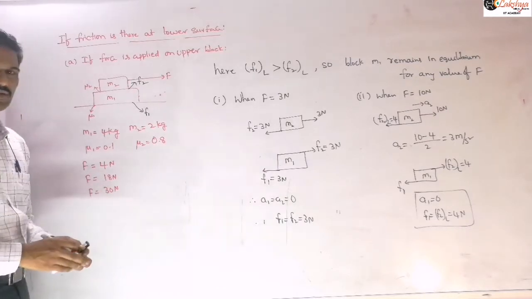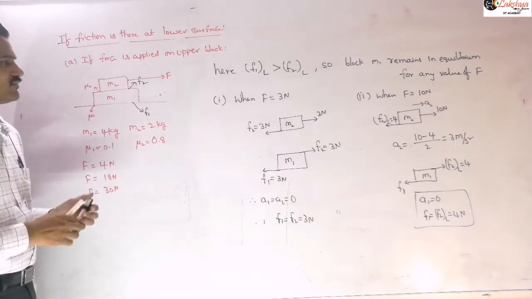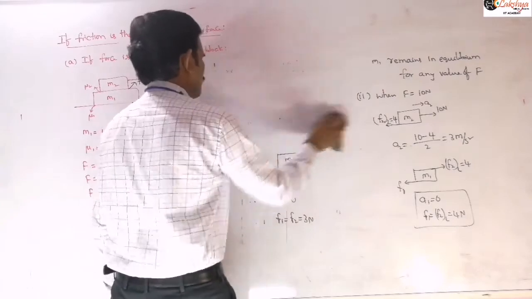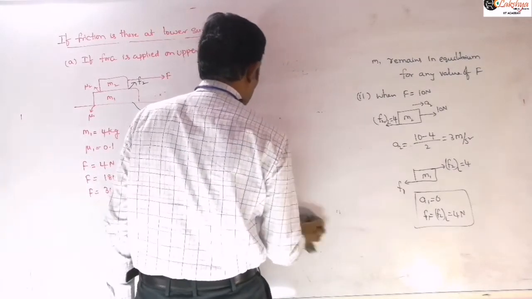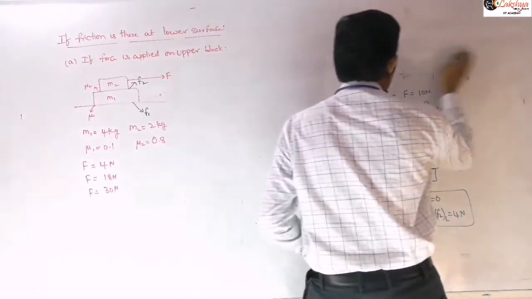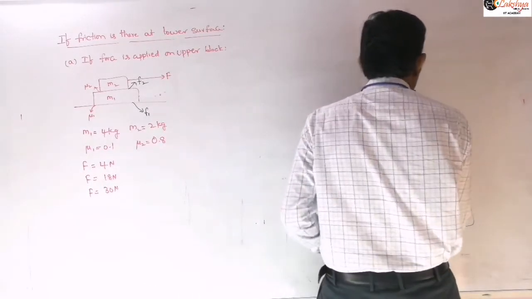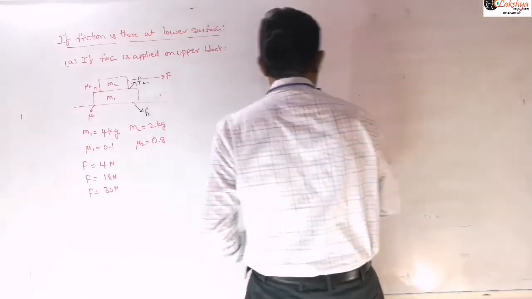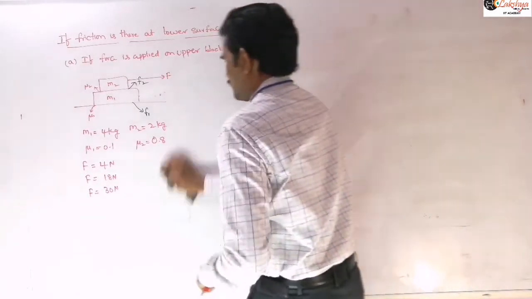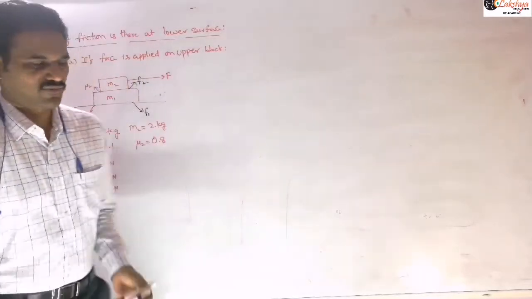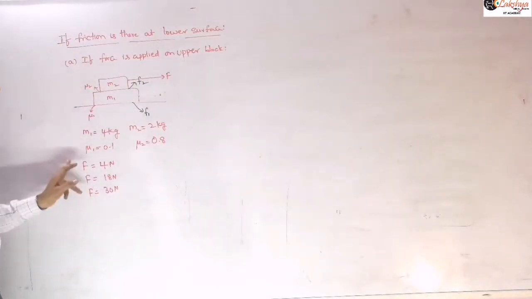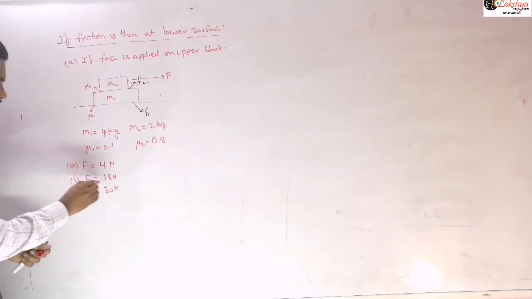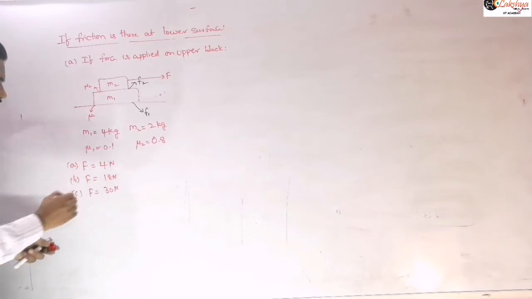So again the similar question here. In the system shown in figure, find the acceleration of the blocks and friction between all the contact surfaces, when F is equal to 3 newtons. This is say first problem or A. And when F is equal to 18 newtons and when F is equal to 30 newtons.